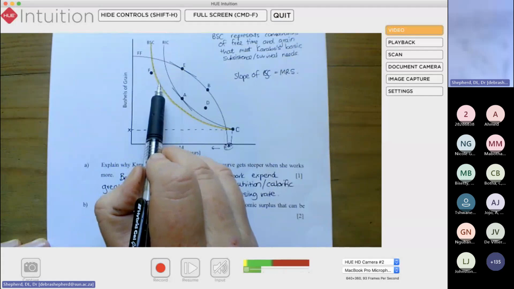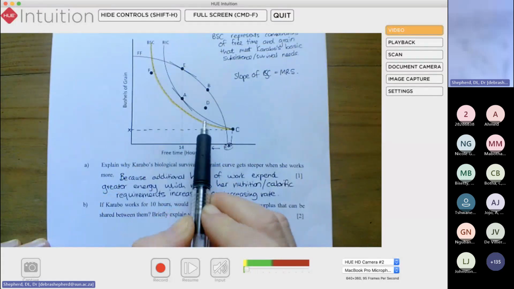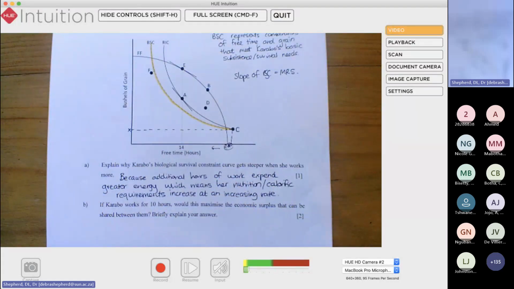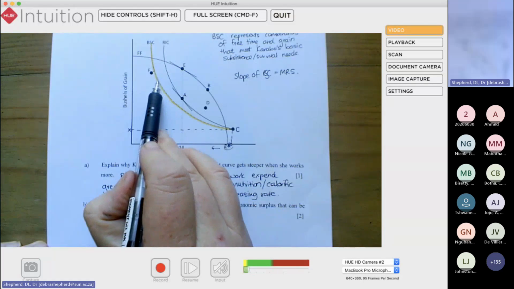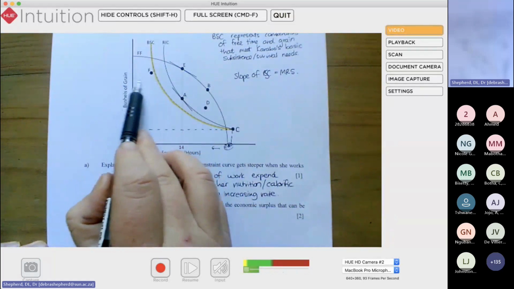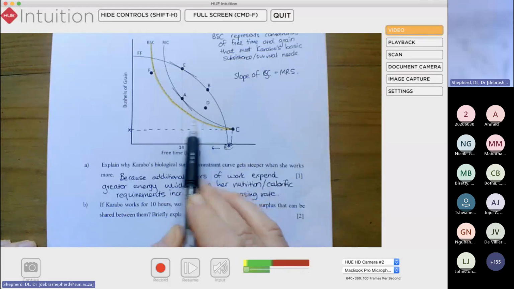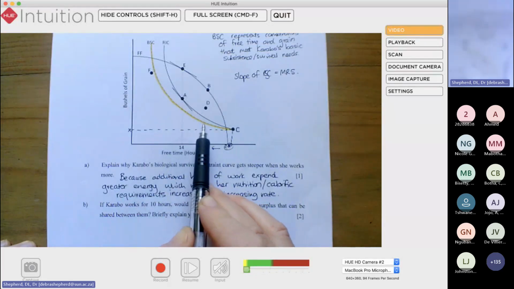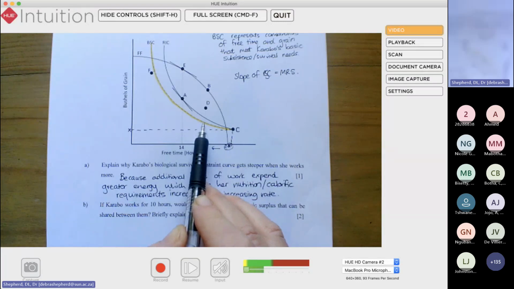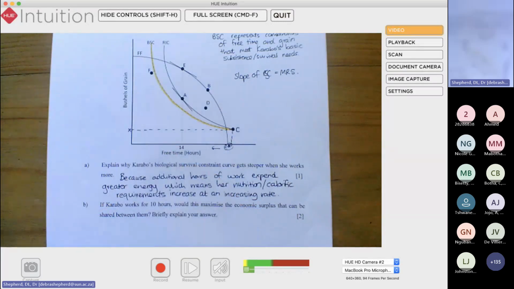In fact, if you move up along this BSC, you're actually becoming less happy. So you're less happy up here than you are down here, because essentially up here, you're working a lot, but having to consume a lot of grain to remain alive. Down here, you're working less and consuming less grain in order to stay alive.